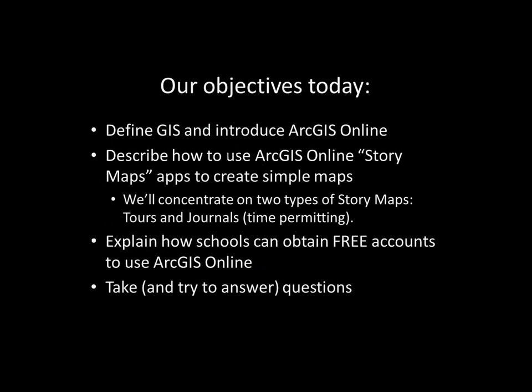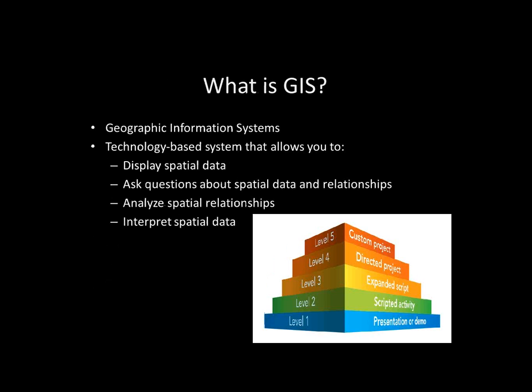We're also going to describe how to use ArcGIS Online story maps to create simple maps. We're going to concentrate on two types of story maps, called tours and journals, time permitting. But we'll also indicate some of the other types of story maps out there. And we're going to explain how schools can obtain a free account, an org account, from Esri in order to use ArcGIS Online. And then in the end, we should have, hopefully, plenty of time for questions. So with that, away we go.